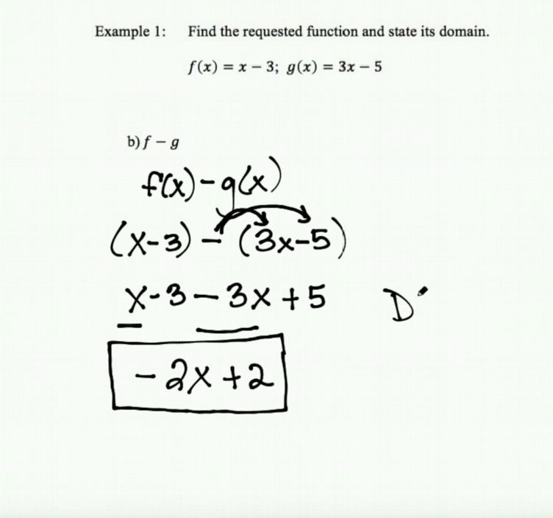Now, again, it wants to know the domain. I see that there are no restrictions, no denominators, no radicals. So my domain, again, is negative infinity to infinity.